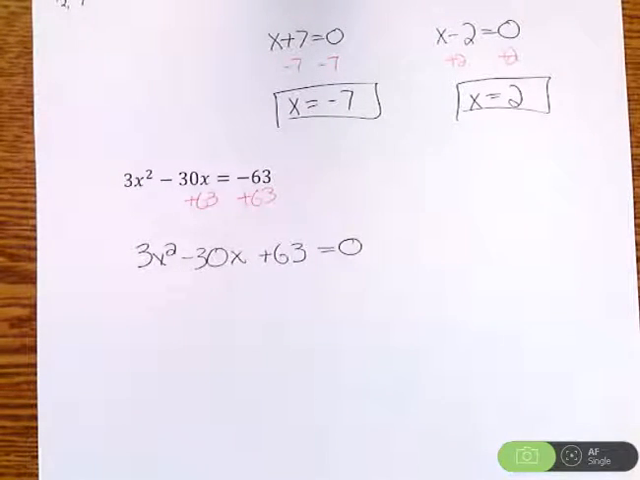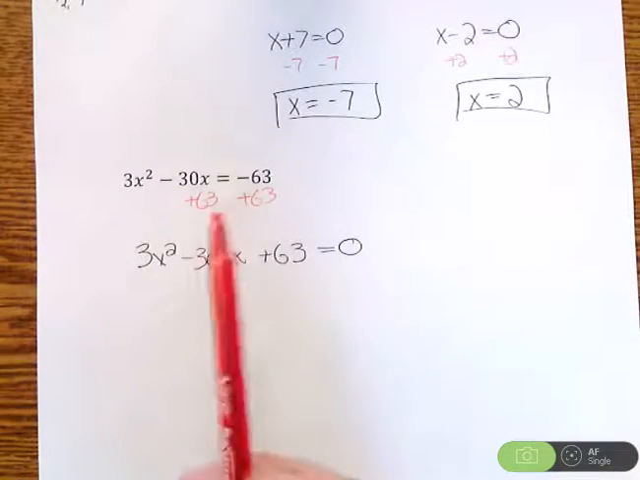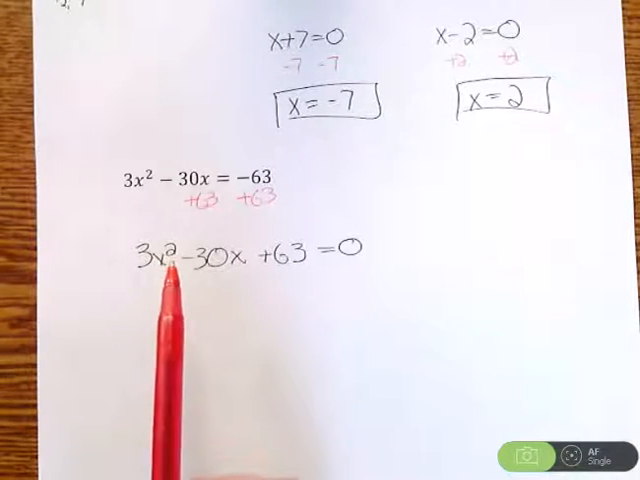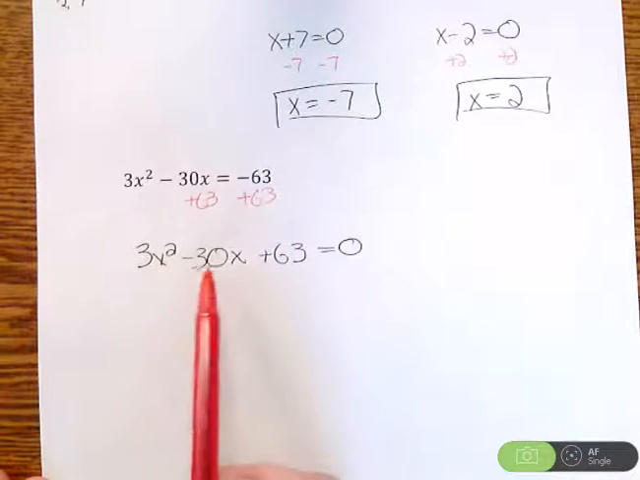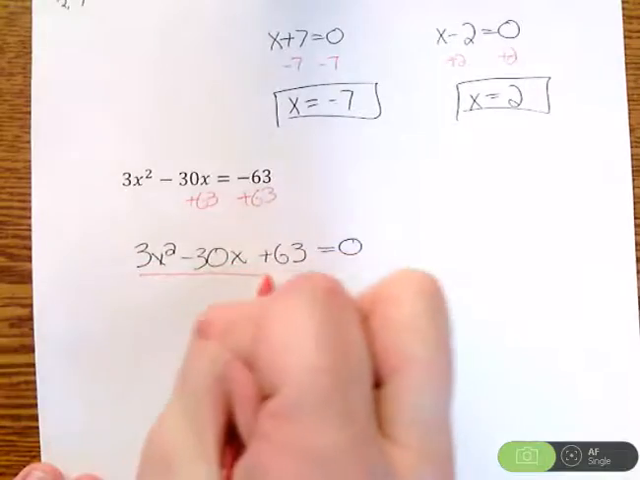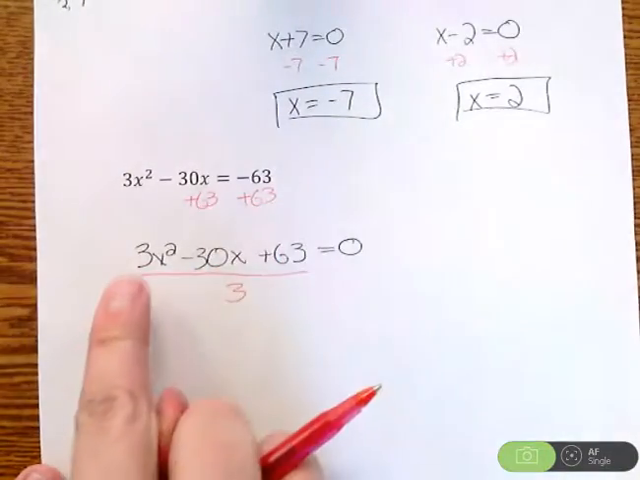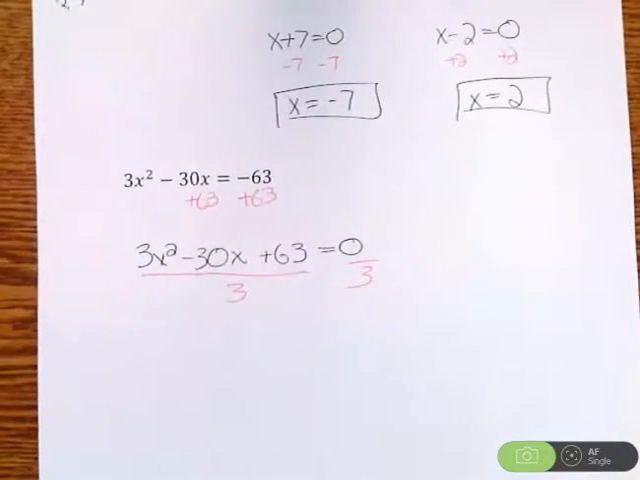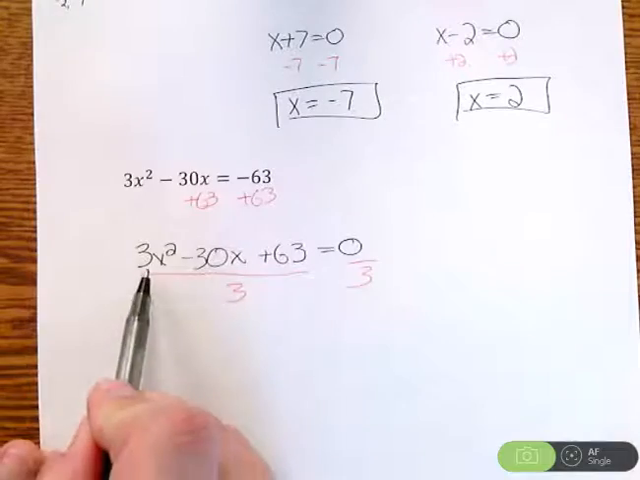Now this setup is a little bit different from the first one. We can't use the shortcut yet because I have this number in front of the x squared. Now one thing I do notice here that is helpful is if you look at this, 3, 30, 63, all of these numbers can be divided by 3. So here's what I'm going to do. If I can, I'm going to divide all of these by 3 on the left side. But if I do it to one side, I got to do it to the other. I'm going to divide the right side by 3.